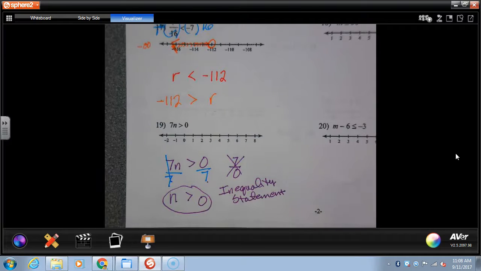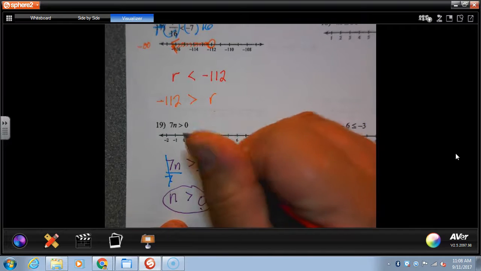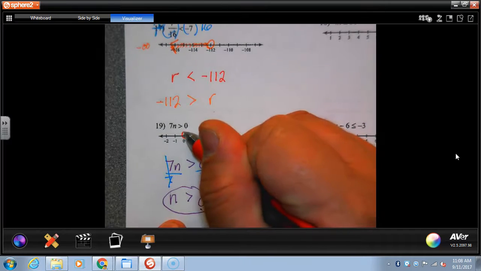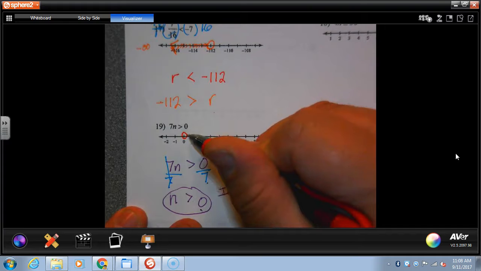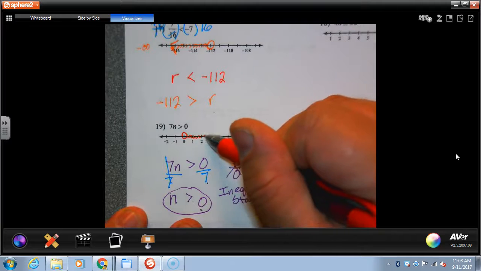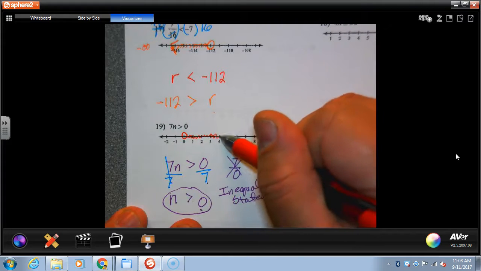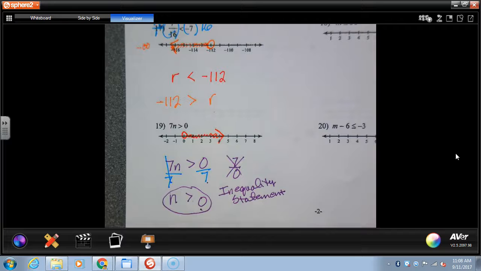Okay, so first of all, I'm at 0. So I get a circle at 0. Is it an open or closed circle? Open, because there's no equal sign. And shade to the right, because that's the way my arrow's going. Or if you really want to think mathematically about it, it's all of those numbers greater than 0.